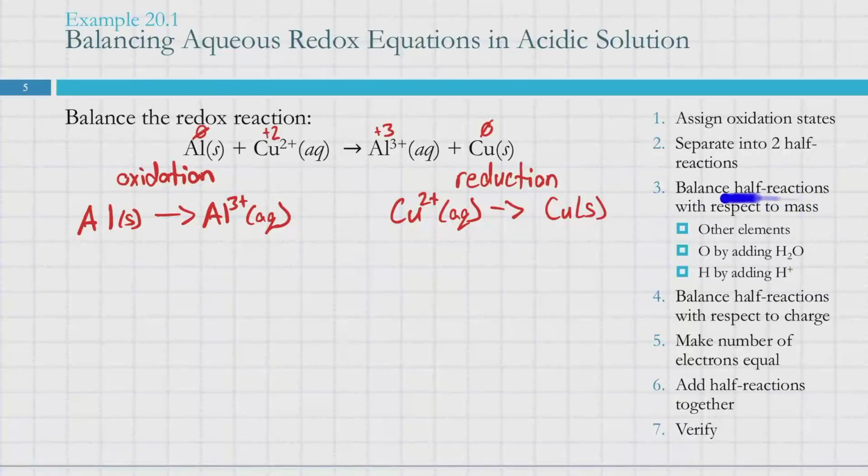We would then balance the half reactions with respect to mass, since we've just got aluminum, 1 on each side, and copper, 1 on each side. We don't have to do that step. It's already balanced. This is about as simple as you could make a redox equation. We then need to balance our half reactions with respect to charge, which we have not previously done. So looking at charge, I'll just write number. Our left side we've got 0, our right side we've got 3+. For our reduction half reaction, we've got 2+, and we've got 0.